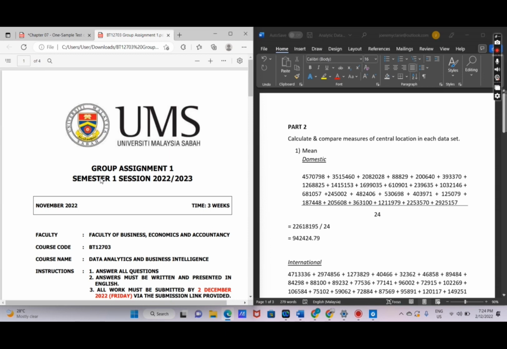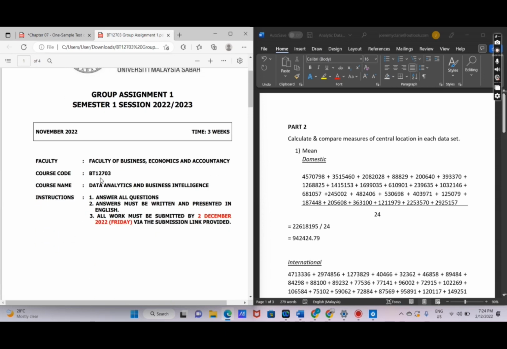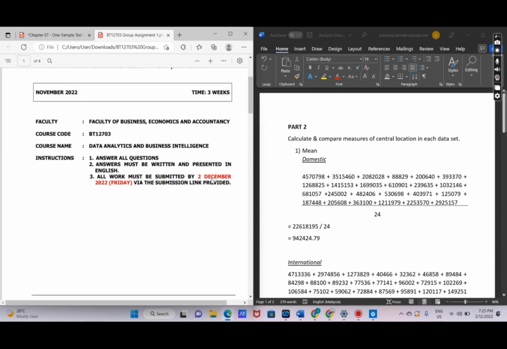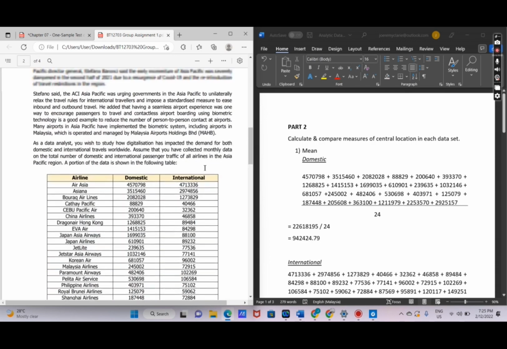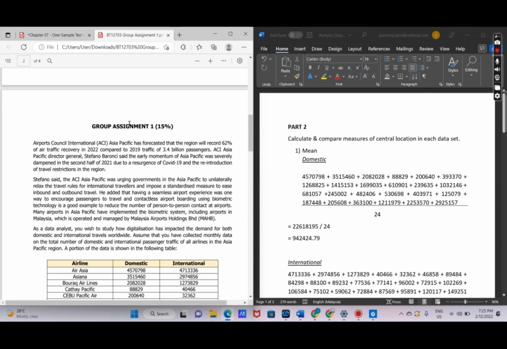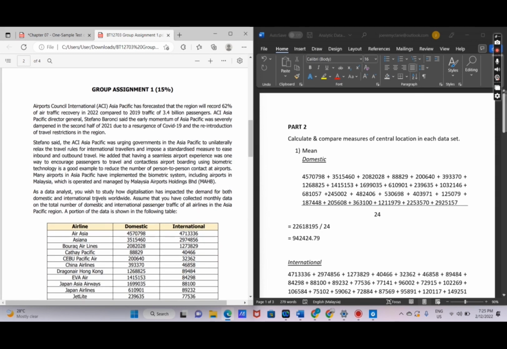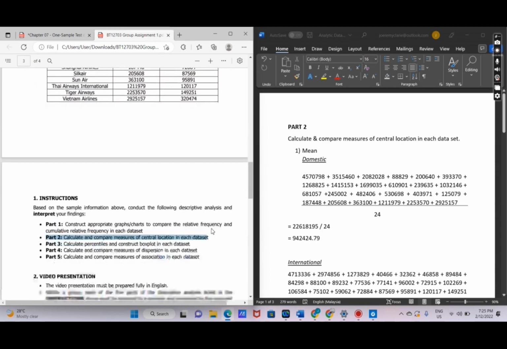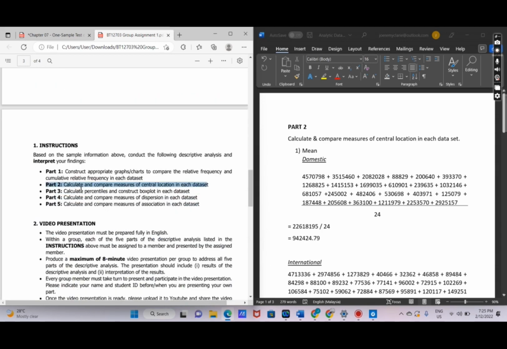Greetings. So today I'm going to present my group assignment for this semester, which is course code BT12703 and the course name is Data Analytics and Business Intelligence. I will present this particular assignment that has been provided by our lecturer about airlines and the domestic passenger and international passenger. I'm going to explain part 2. Part 2 is about calculating and comparing measures of central location in each dataset.